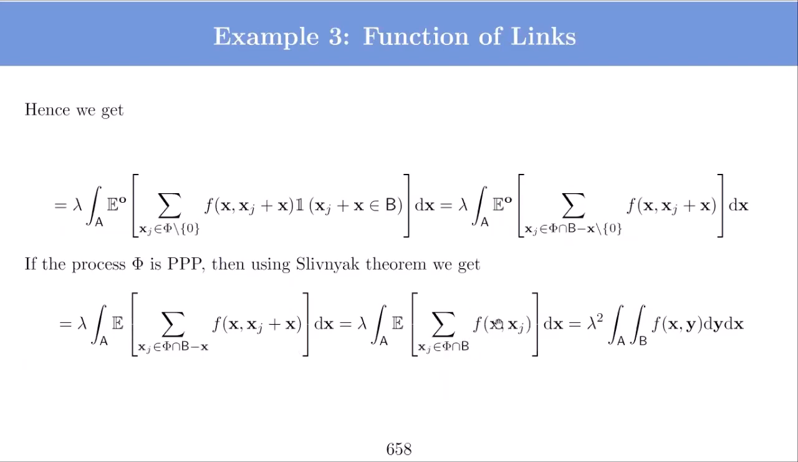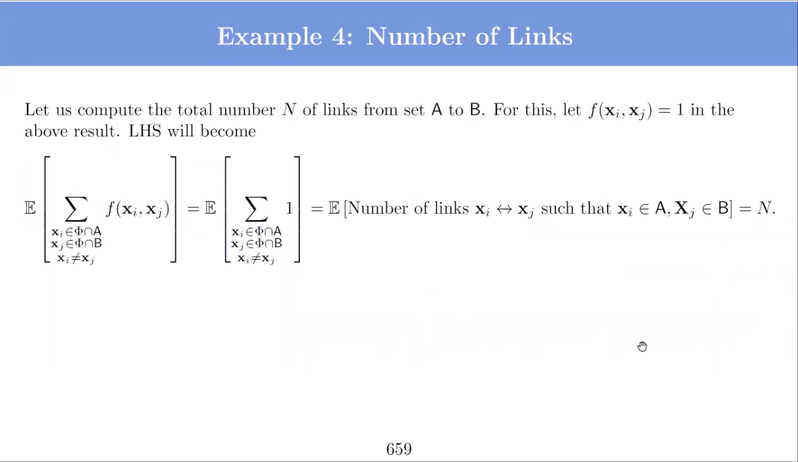Now this is just a summation over functions. x is a deterministic variable, so this is just a function of xj, and we are summing over it. So you can apply Campbell theorem here, and this will be equal to lambda integration f(x, y) dy. And if you put it back, you will get lambda square integral of f(x, y) dy dx, with the outside integration with respect to A and the inside integration with respect to B. So just an application of the previous example.